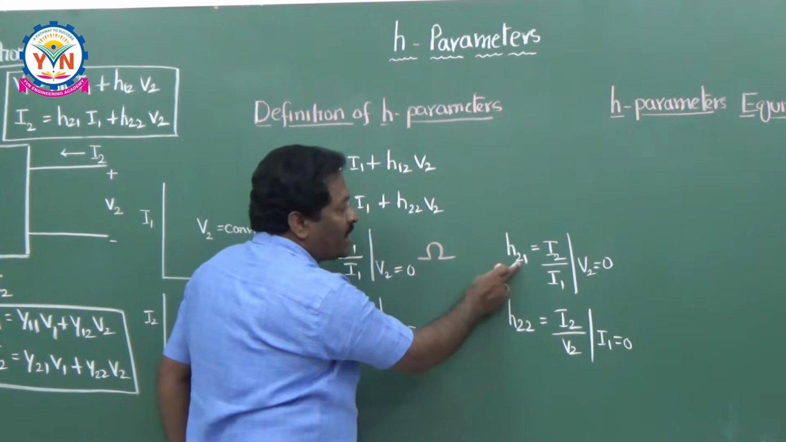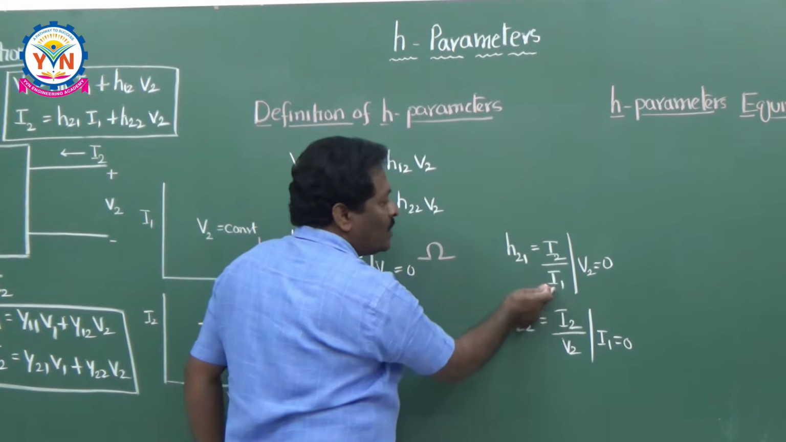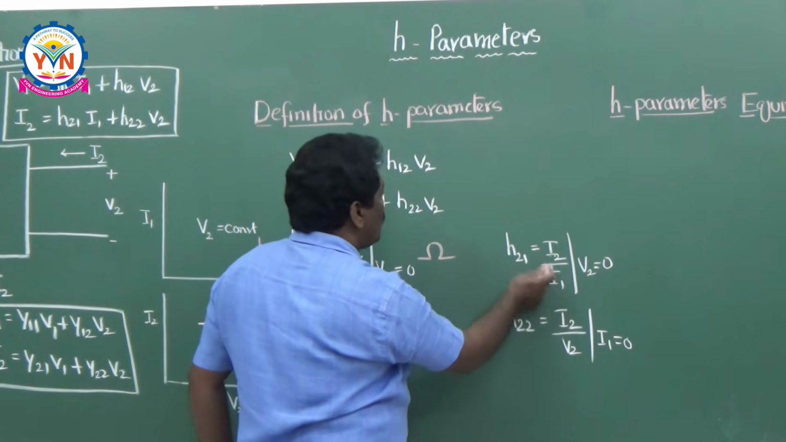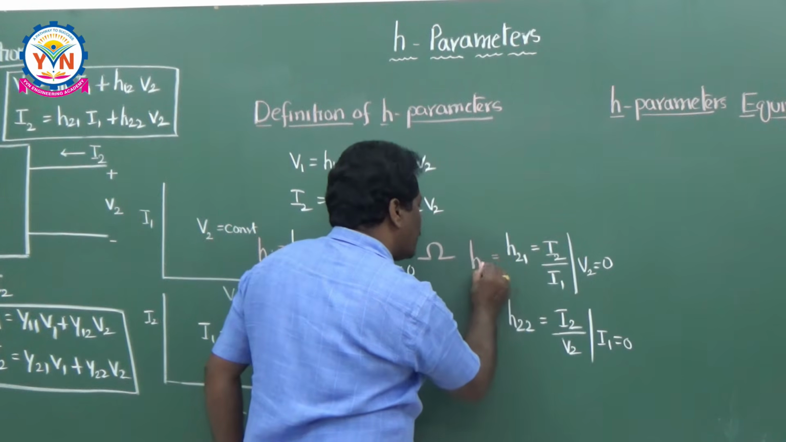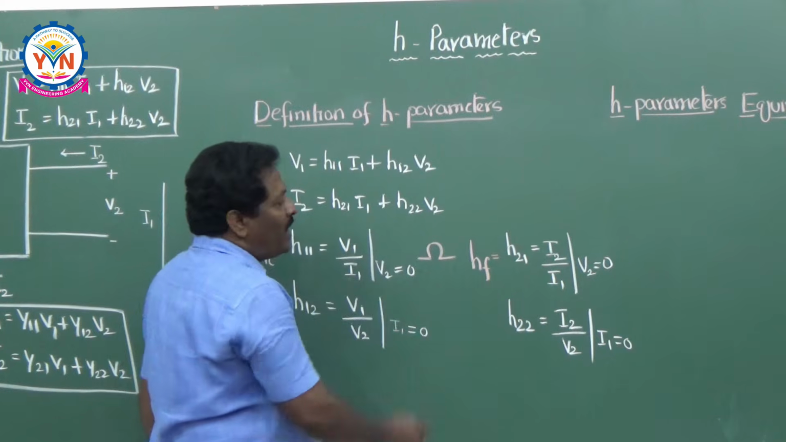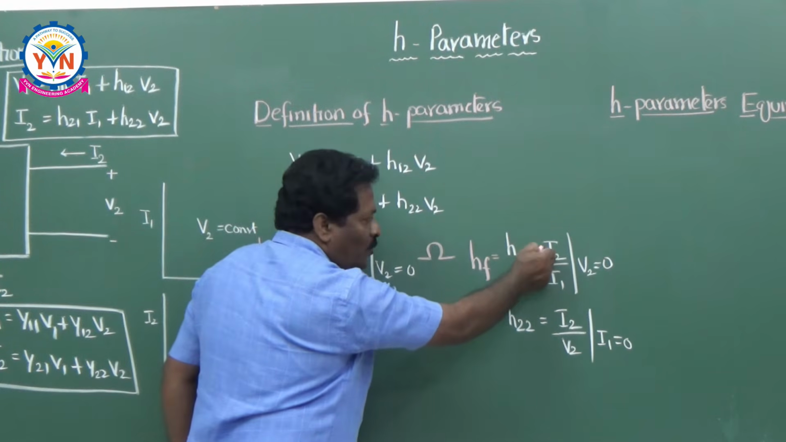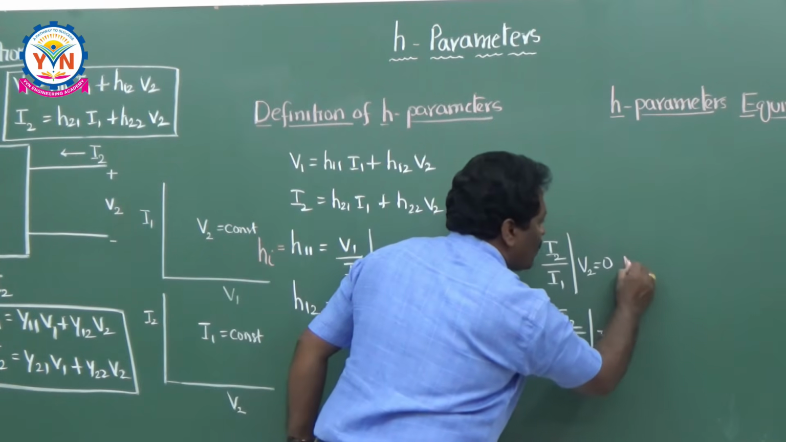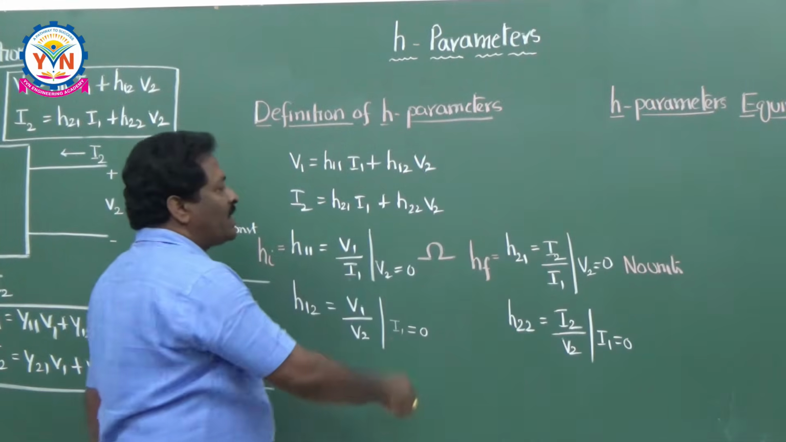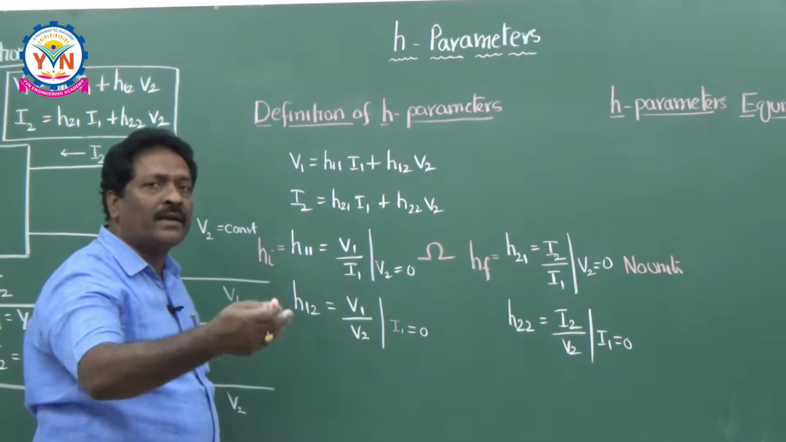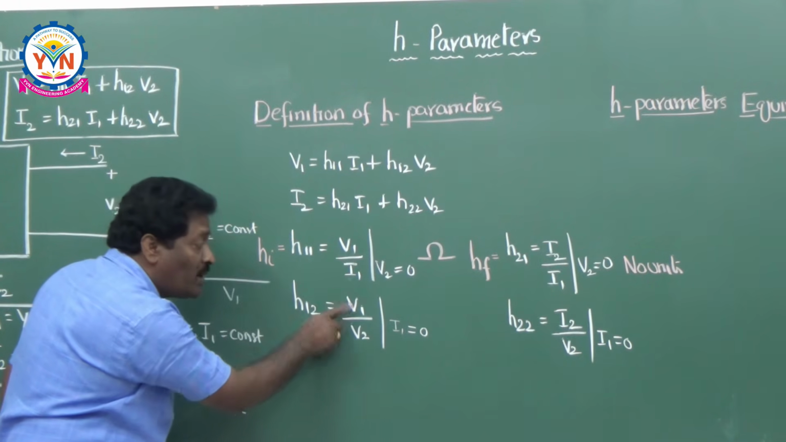What is H21? H21 is nothing but it is the ratio of output current to input current. That means current gain. So if you are taking this current gain, you can write down this is HF. Why it is called HF? Forward current gain. Current gain means the ratio of output current to input current, no units. So this can be given as HF, means forward current gain. If you take H12, it is the ratio of input voltage to output voltage.